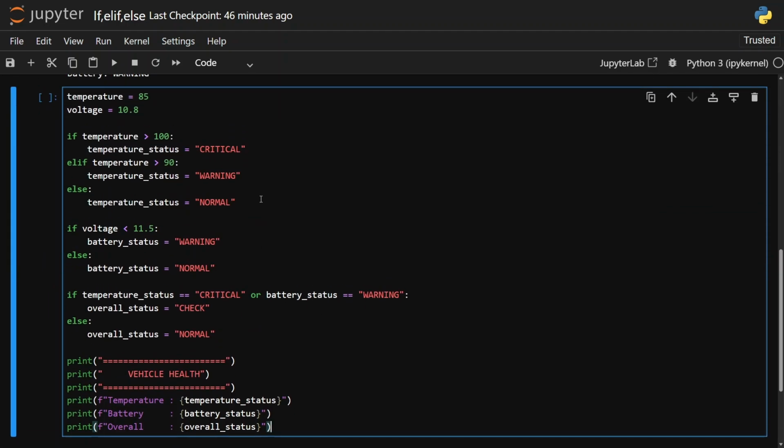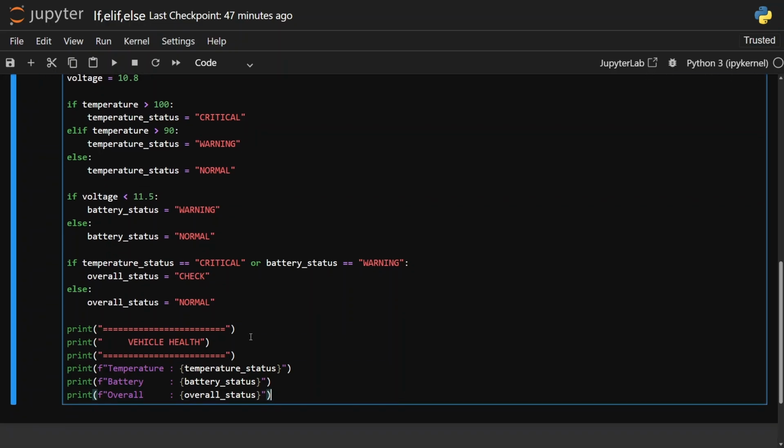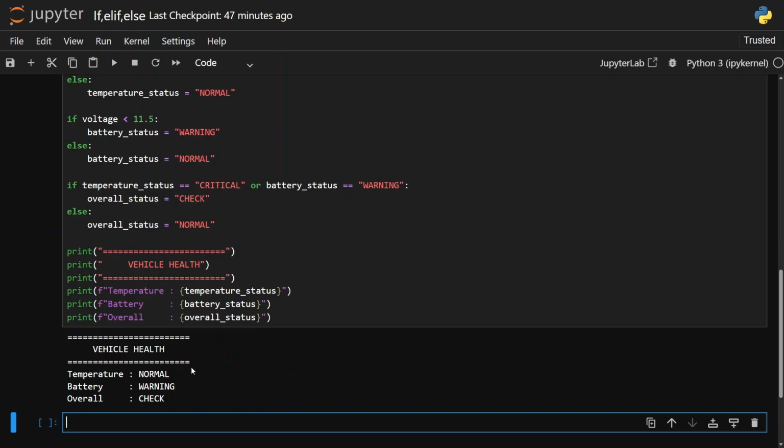If temperature_status equals critical or battery_status equals warning, either one alone is enough. The overall_status becomes check. Otherwise, everything's normal. Battery came back warning, so even though temperature is fine on its own, the overall verdict is check.